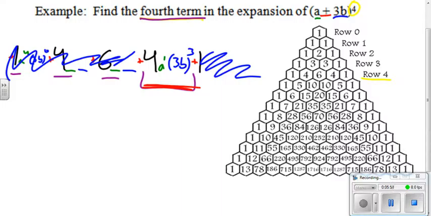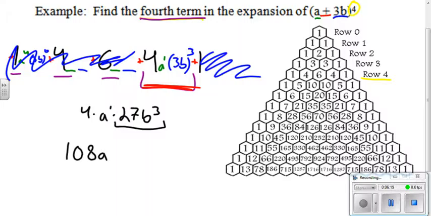So 3b cubed. So 3 cubed is 27. b cubed is b cubed. So we're looking at that piece times a to the 1 times 4. Okay? Now from here, 4 times 27 is 108. a to the first power, b cubed. So our fourth term of the expansion is just going to be positive 108ab cubed. And that's all we need to know. So it's a lot quicker than foiling everything out and pointing at this one as our fourth. So that's how we would do expansion of binomials using Pascal's triangle.